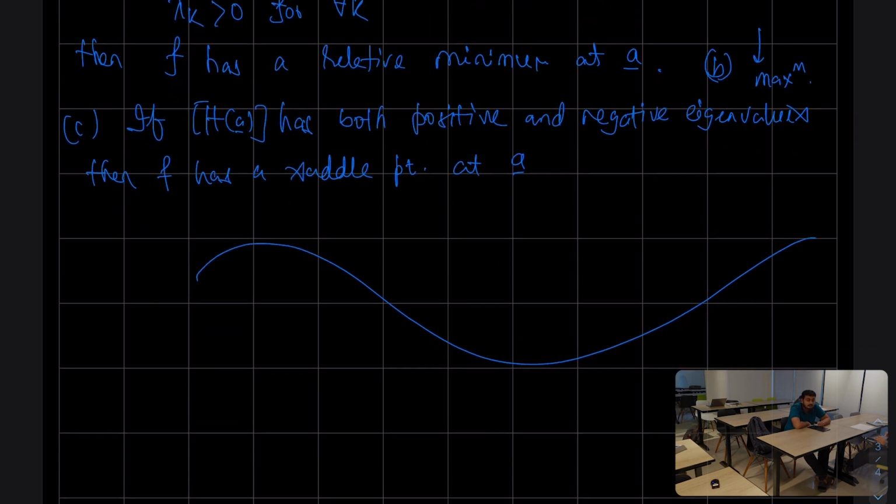So you can have maxima, you can have minima, but you can have certain surfaces which are neither maxima nor minima, it's like a saddle. So here it's neither maxima nor minima. Here you have a maxima, here you have a minima, but this is neither maxima nor minima. Where you sit on a horse.